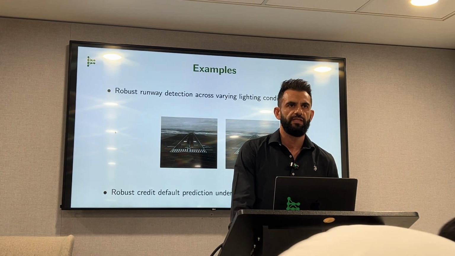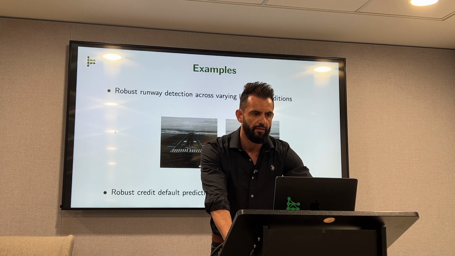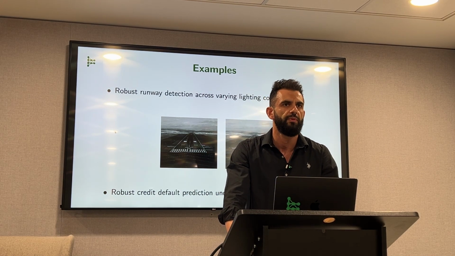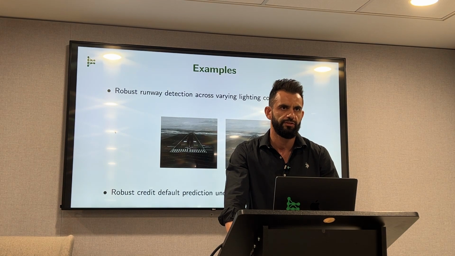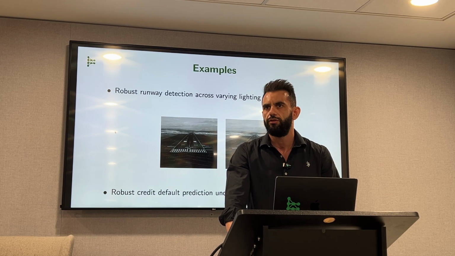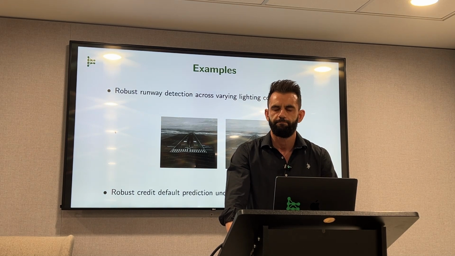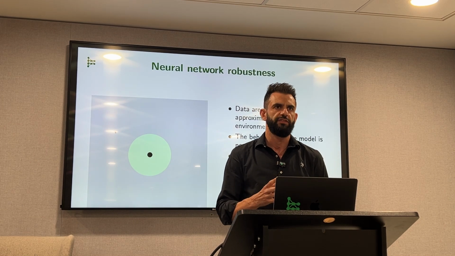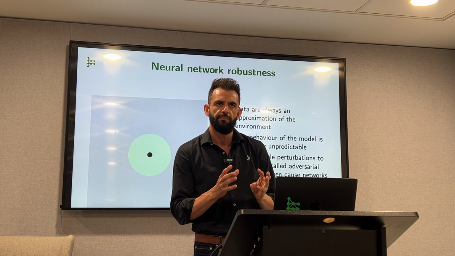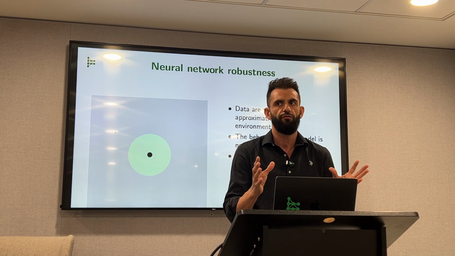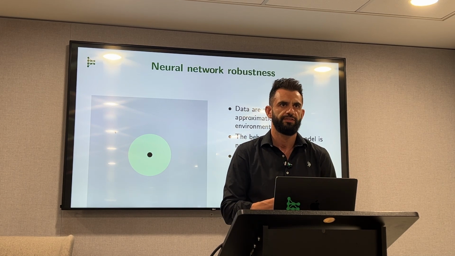To give some concrete examples, in a runway detection model, we would like the model to be robust to different lighting conditions. In a credit default model or a loan application model, we would like the model to be robust to minor changes in the income. And formal verification tries to establish this robustness by not simply checking test points, but by checking these areas of input space around test points.